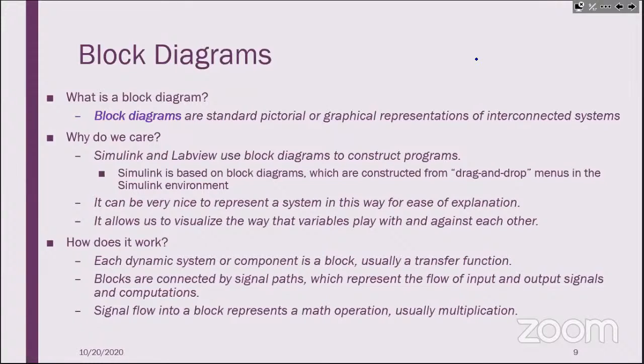Blocks are connected by signal paths. So essentially you have a block, right? The block represents, let's talk about the rack and pinion, right? One would represent the rack, one would represent the pinion, and they would be interconnected by something, right? By that contact force that goes back and forth between the two, right?